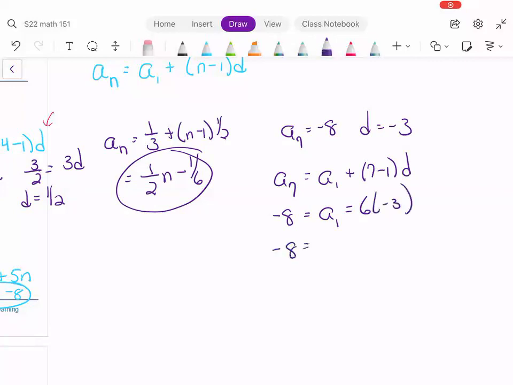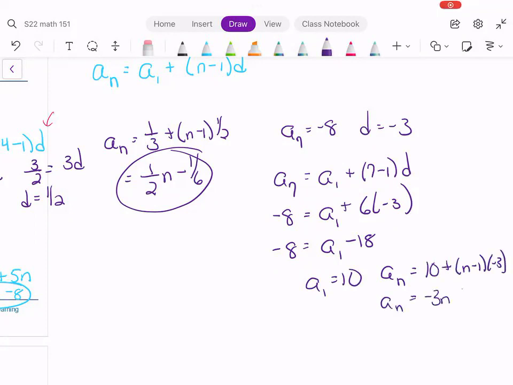This gives us -8 is a sub 1 minus 18. Put a plus in there. And so this gives us that a sub 1 is 10, giving us the formula that a sub n is 10 plus n minus 1 times -3, or a sub n is equal to -3n plus 13.